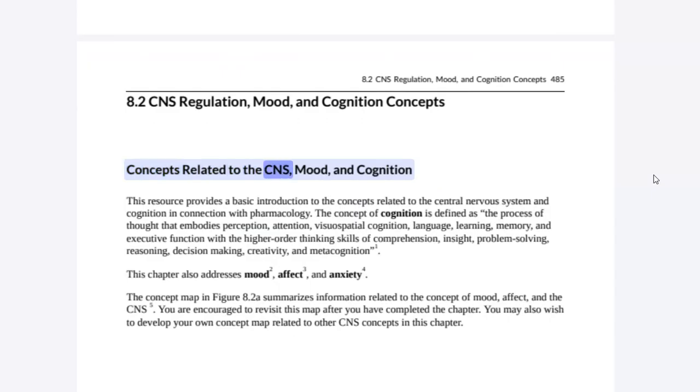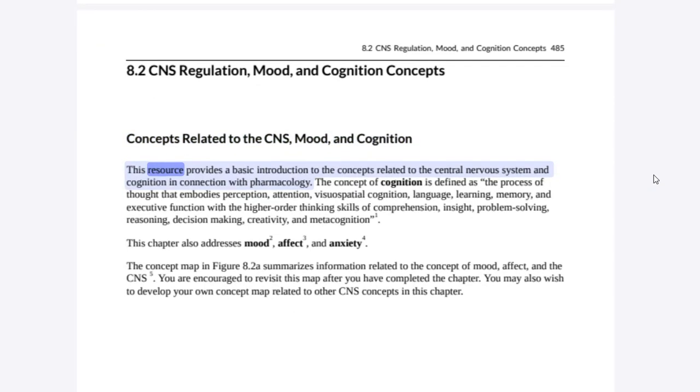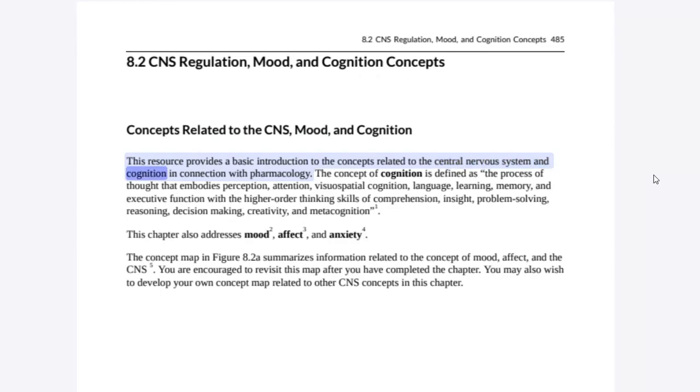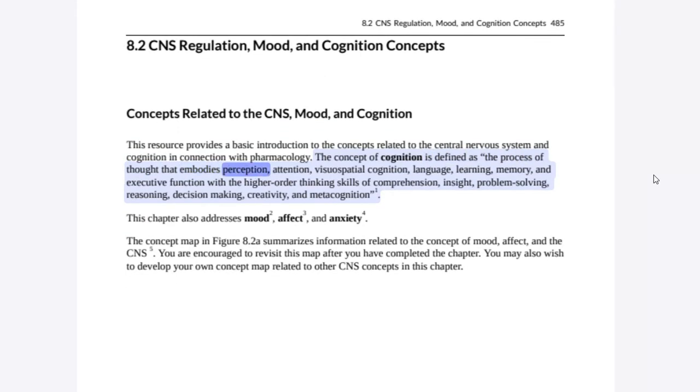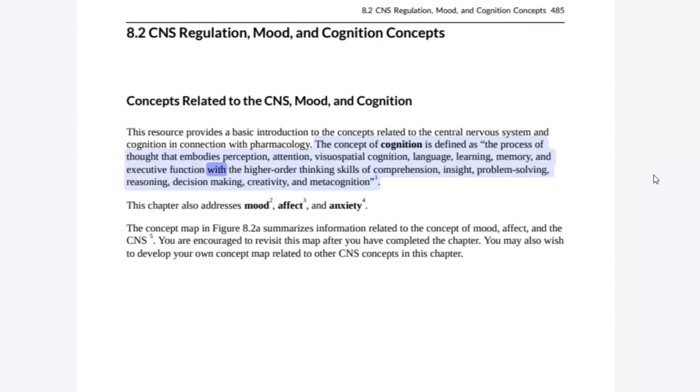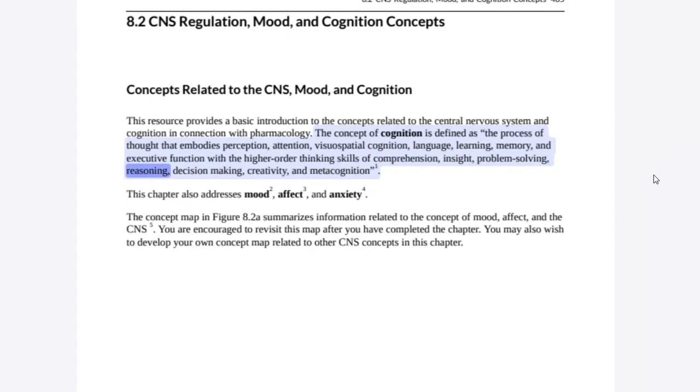8.2 CNS Regulation, Mood, and Cognition Concepts. Concepts related to the CNS, mood, and cognition. This resource provides a basic introduction to the concepts related to the central nervous system and cognition in connection with pharmacology. The concept of cognition is defined as the process of thought that embodies perception, attention, visuospatial cognition, language, learning, memory, and executive function with higher order thinking skills of comprehension, insight, problem-solving, reasoning, decision-making, creativity, and metacognition.